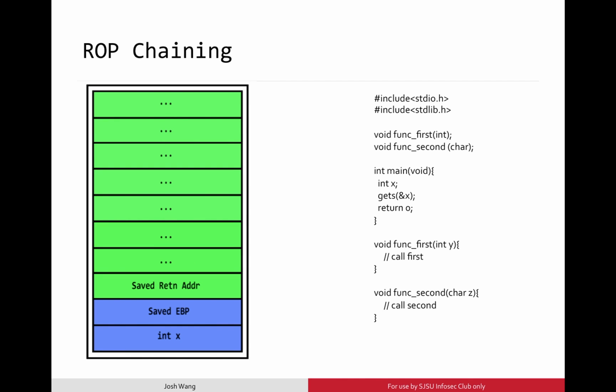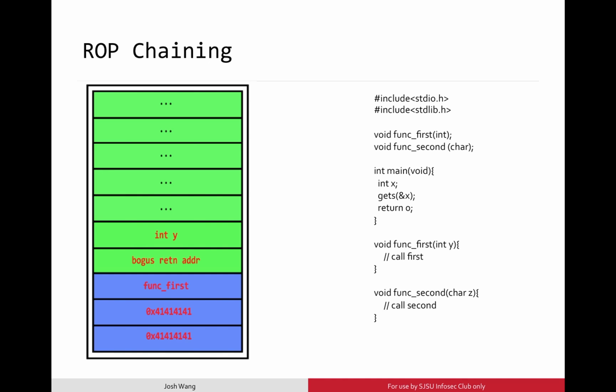To do this, let's take a look at the code on the right. Let's say the scenario is we want to call func first, followed by func second. How do we do this, even though main doesn't call either of these functions? Well, there's still a gets function call, so we can use that to get a buffer overflow going. Like we did before, we would overwrite the saved return address with the address of func first, and we can see that it takes in int y as an argument. Instead of using a bogus return address, we need to somehow chain this to return to func second, right?